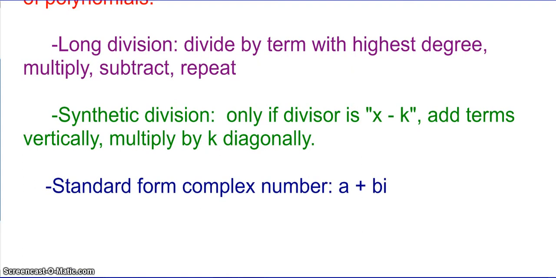And then the standard form of a complex number is a plus bi. We did not do any examples of that, but we'll see that in the warm-up in class. So we want to make sure we understand that.